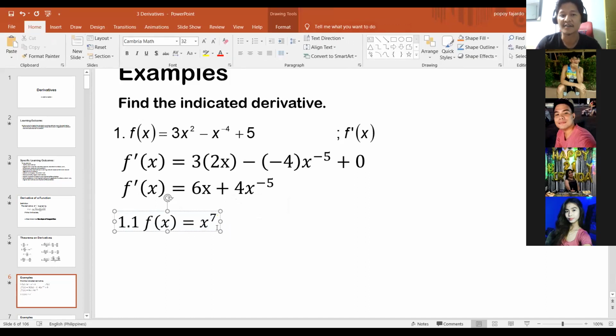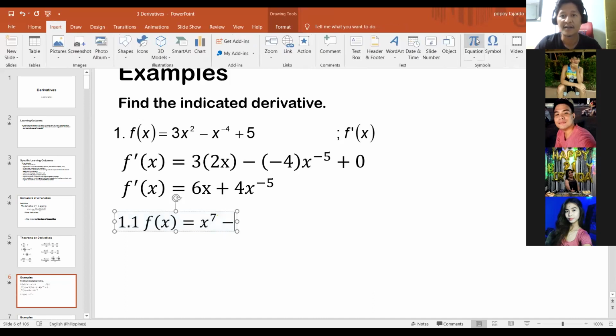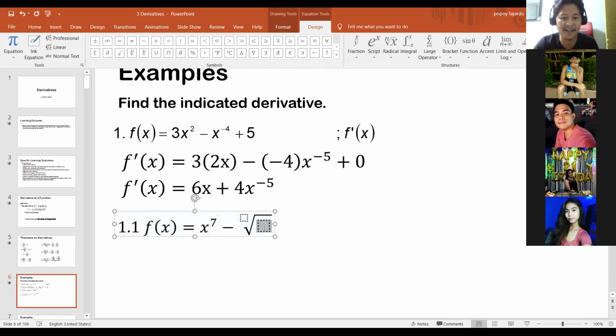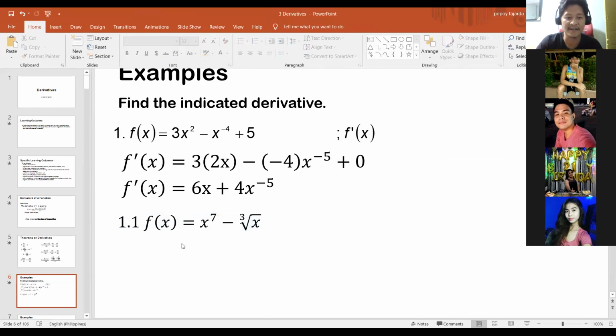Lagyan natin ng 1 million x. Ha? 1 million x? Gawin natin, lagyan natin ng radicals. Gawin natin x and then ito ay cube root. Okay na ba sa inyo yan? Oh sige daw, sir. Okay daw.